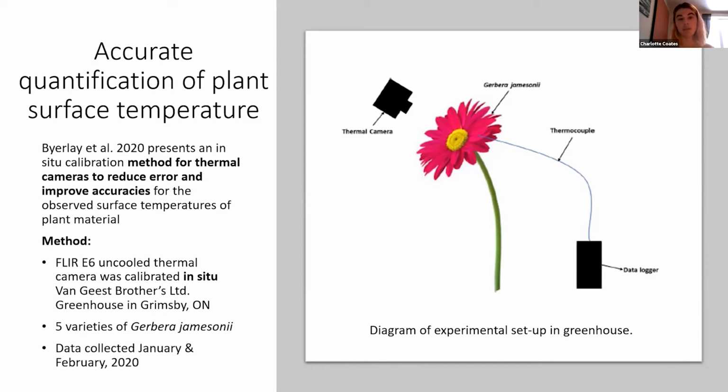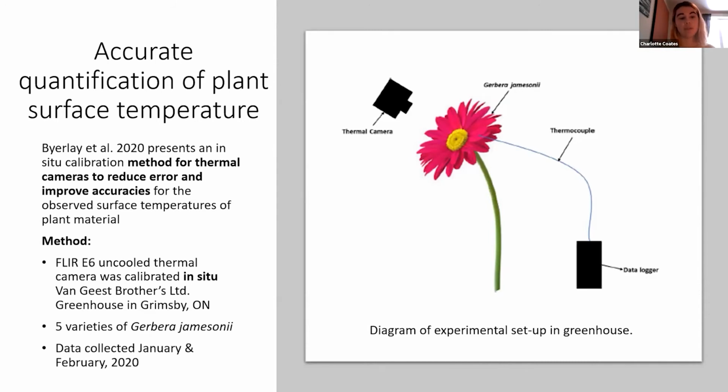In our method, we used a FLIR E6 uncooled thermal camera. There is a difference between the cooled and uncooled thermal cameras of a significant number of dollars, so most people who are using thermal cameras will be using uncooled thermal cameras. So this method is very applicable to other people who are doing research and want to take images inside and calibrate at the location that they're working on.